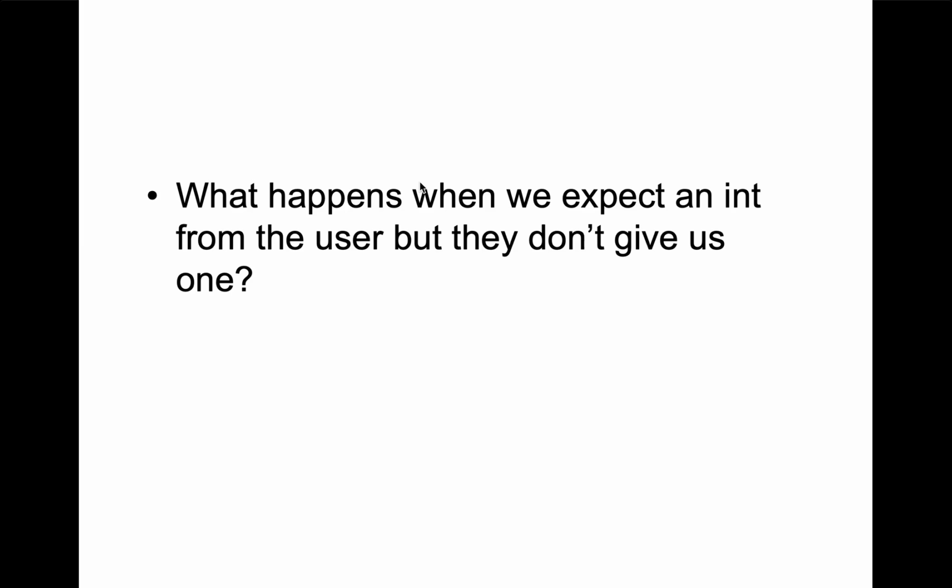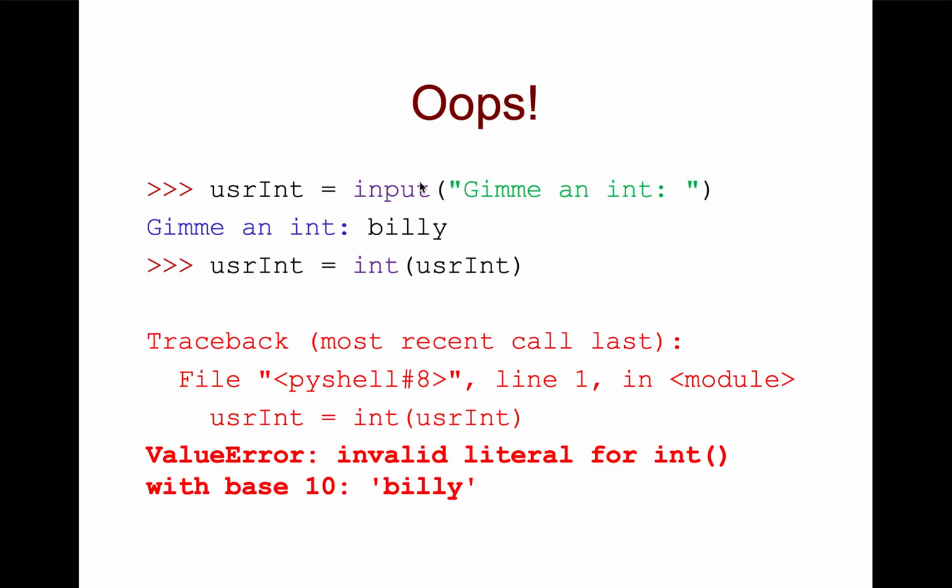So we are asking, for instance, for a number from the user that we're going to use mathematically, and they don't give us one. Well, we get an error, right? It looks something like this. You can see in this code that I'm asking the user for an integer. I have an input statement here, and I'm storing whatever they type on the keyboard in this variable user int. So there's the prompt appearing on the screen, give me an int. And the user typed in Billy in this case. So they typed in the string Billy, which is not an integer.